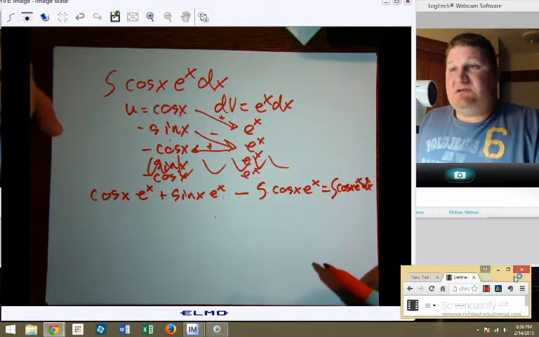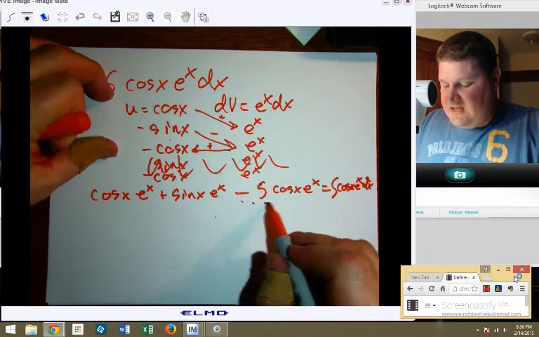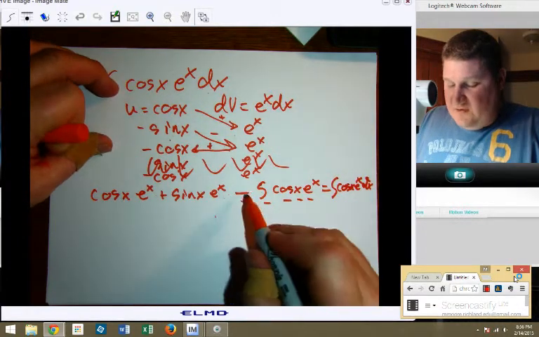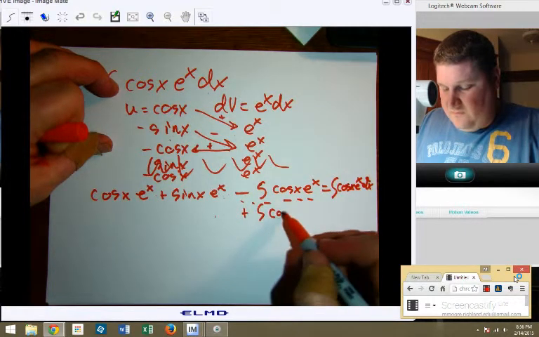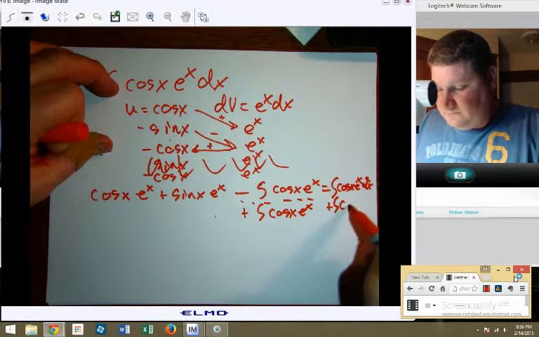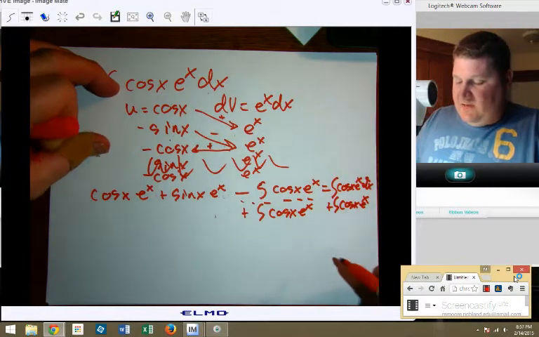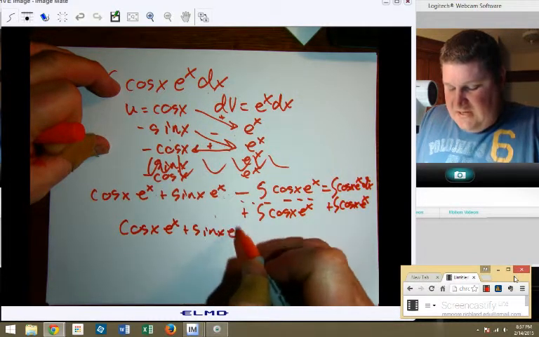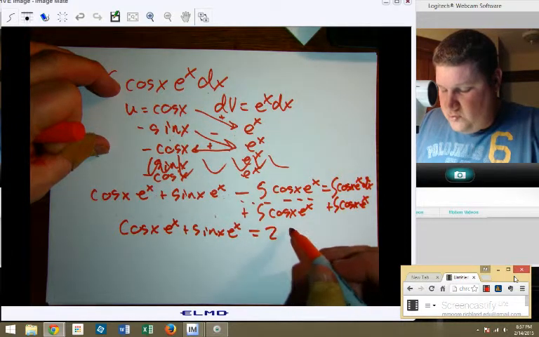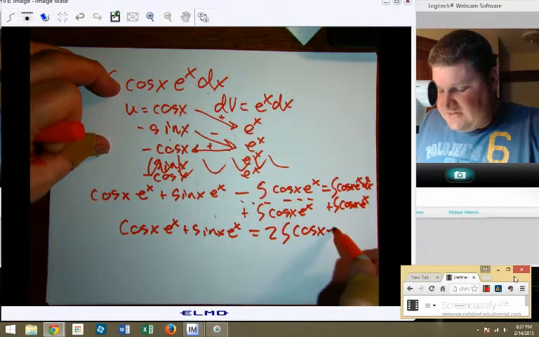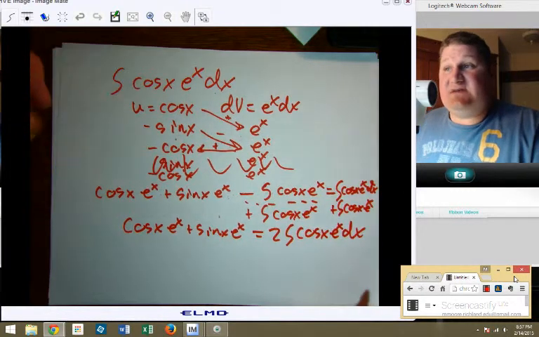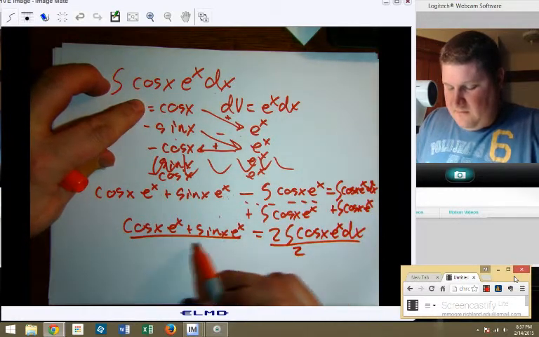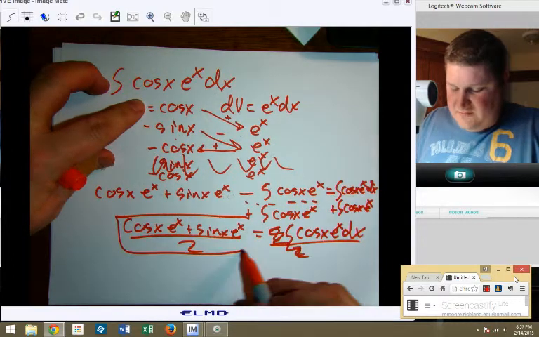Now, if you'll notice, we can combine some like terms. This cosine x e to the x is exactly the same as this cosine x e to the x. So if this is a subtraction, the way to get rid of it is to add. And when I do that, I now have cosine x e to the x plus sine x e to the x equals 2 integral cosine x e to the x dx. Now it's a simple matter of, if I want to know what this equals, divide everything by 2. And that becomes your answer.